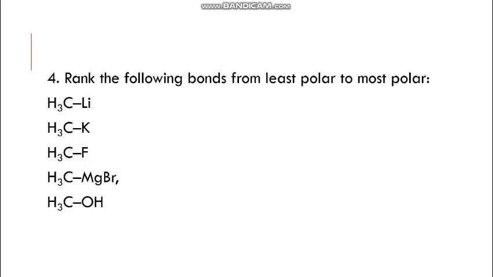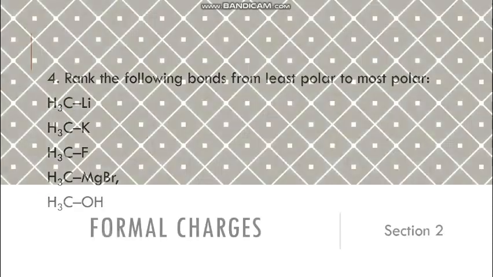Meron pa. So, rank the following bonds from least polar to most polar. Okay? So, you would find the difference of these bonds, ayan, and then you would rank them from least polar to most polar. So, ibig sabihin, yung most polar, siya yung may pinaka mataas na electronegativity difference. Okay?